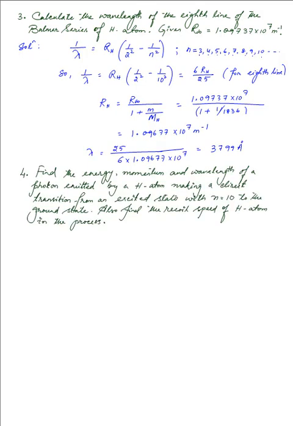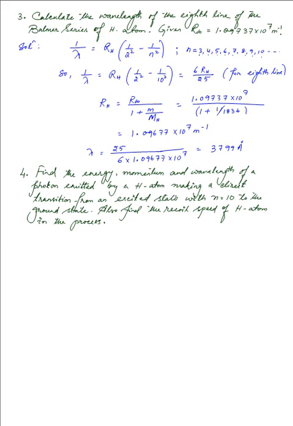In the next bit, we are supposed to find the energy, momentum and wavelength of a photon emitted by a hydrogen atom making a direct transition from an excited state with n is equal to 10 to the ground state, which is obviously n is equal to 1. And then we are also to find the recoil speed of the hydrogen atom in the process that occurs. So in order to do that, first let's calculate the energy.